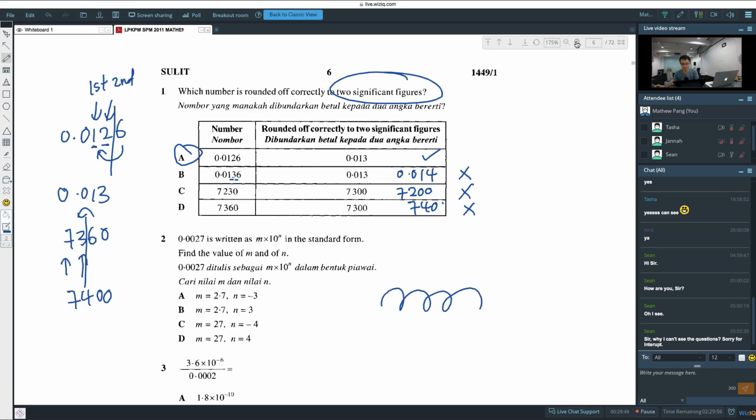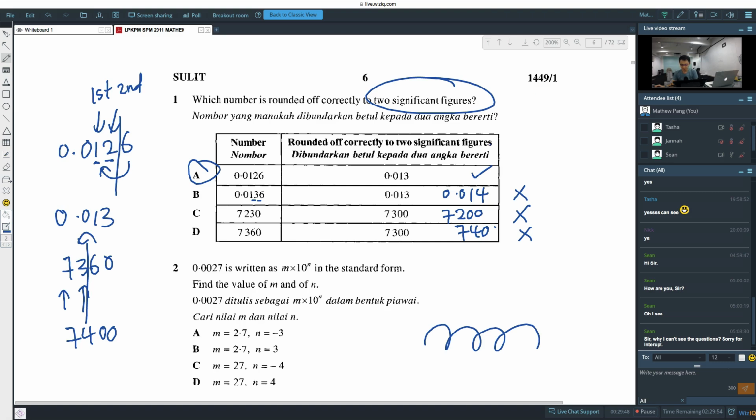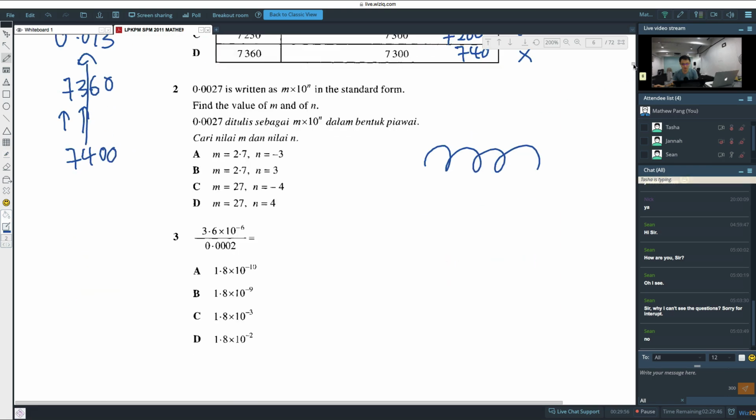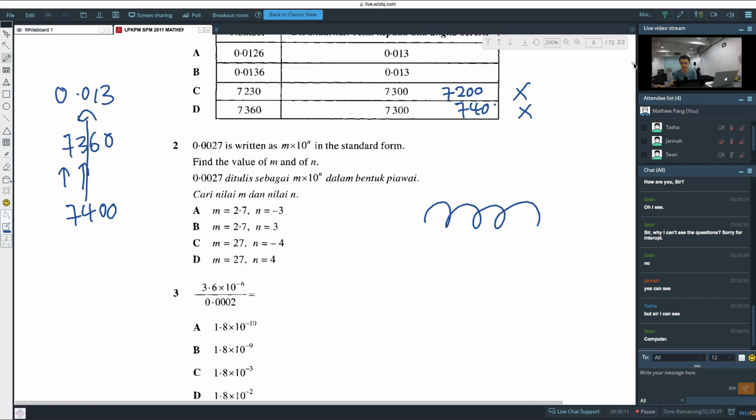Maybe I'll try to zoom in and zoom out again. Sean, can you see the question right now? Are you using a laptop to join, or an iPad or phone? If you are using a computer, maybe try using Google Chrome to open the link. What browser are you using right now?